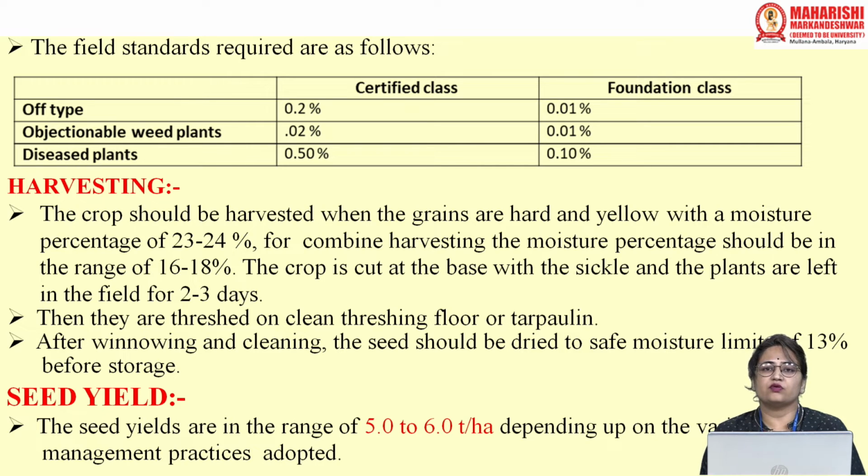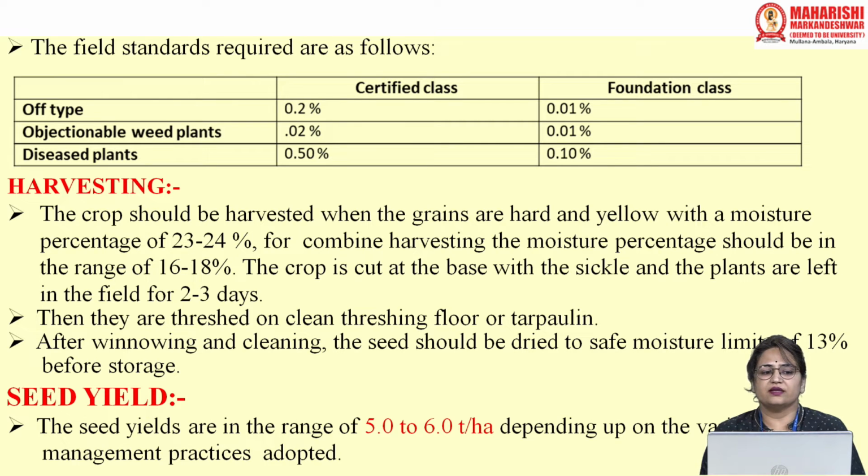And there is a limit of only 2 plants in 1000 plants. If the plants are greater than 2 out of 1000 plants, then we will discard that field, because there is a maximum contamination of off types.